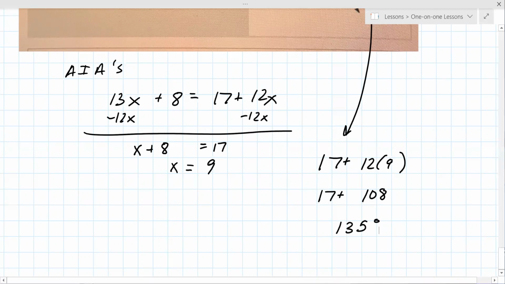So again, the main takeaway from everything we've done so far is they're either equal or they add up to 180. If you find x, make sure that it actually wants x. Sometimes you have to put x back into one of the expressions or the other.